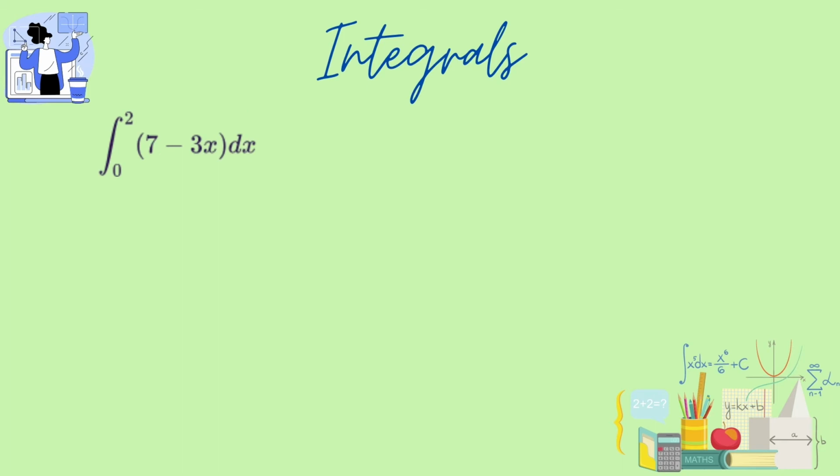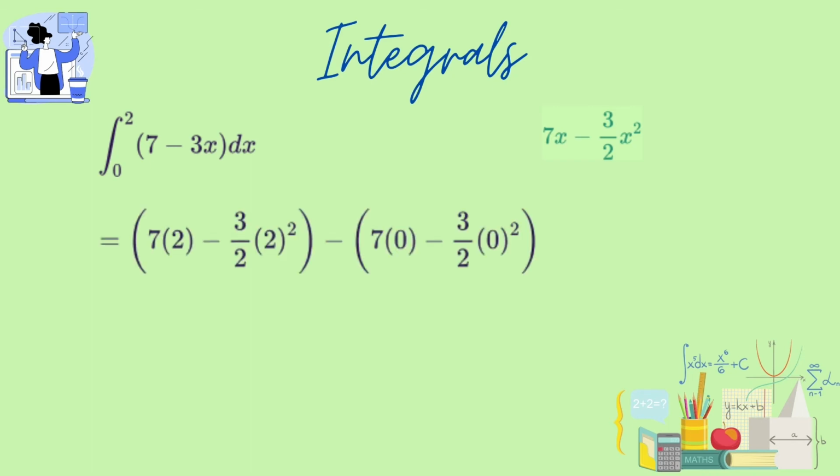Find the definite integral of 7 minus 3x from 0 to 2. We first find the antiderivative, which is equal to 7x minus 3/2 x squared. Given this, we apply the fundamental theorem of calculus by evaluating the antiderivative when x is equal to 2 and when x is equal to 0. Simplifying, the definite integral is equal to 8.